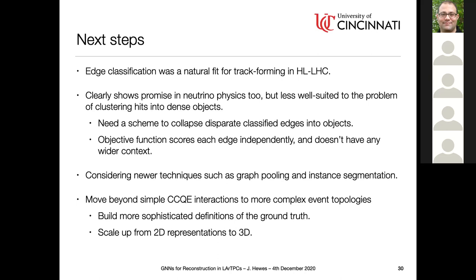And we can think about newer techniques like graph pooling as a way of clustering the graph, which I think is interesting. And also things like instance segmentation, whether there are any concepts we can take from that in the CNN world and apply it here too. And then also just to move beyond these more simple topologies and try and work on more complex topologies as well. So that's kind of the state of this work at present.